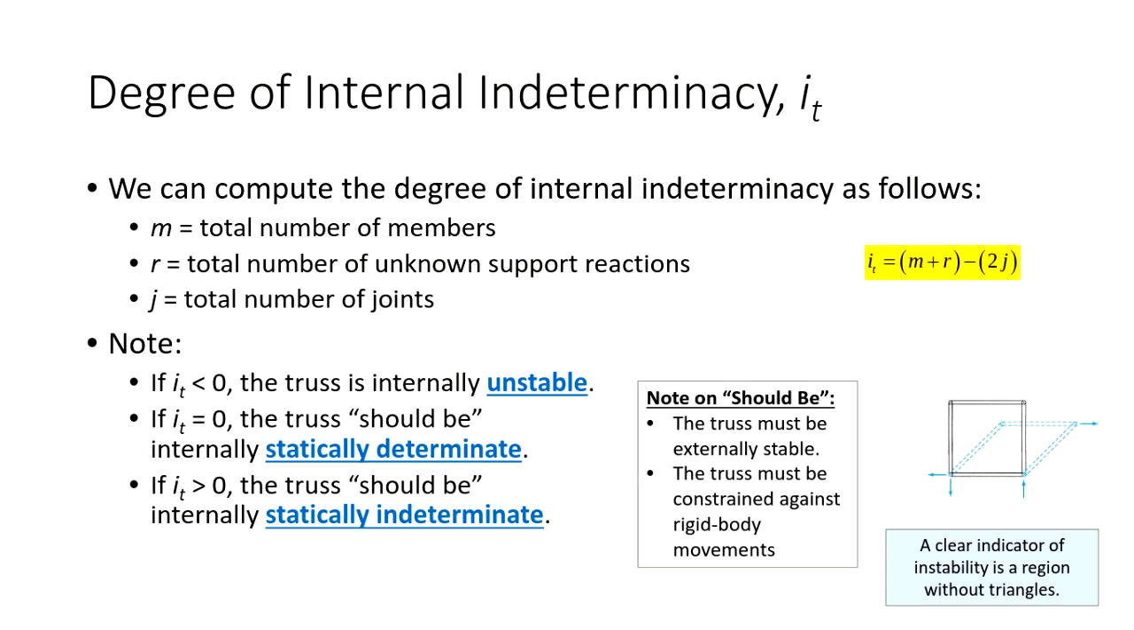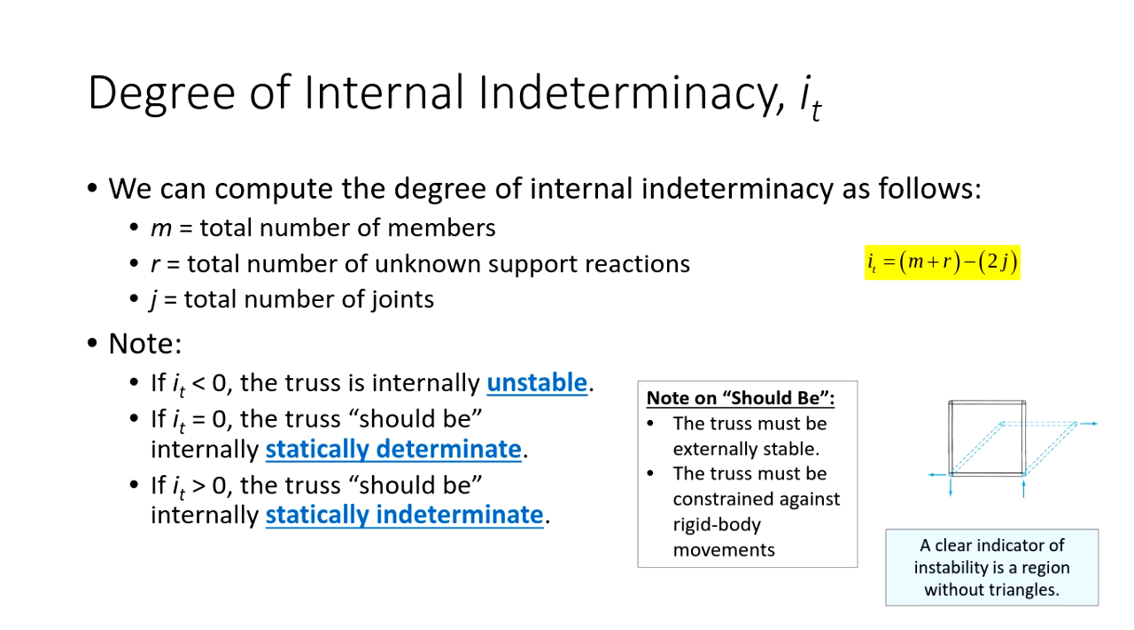But what we do from a mathematical perspective is we say that our I sub t is the quantity m plus r minus 2j. And it's the same format. We take our unknowns minus our knowns. So m plus r minus 2j. M plus r is the number of members and the total number of unknown support reactions. And then j is the total number of joints. And it's 2j because for each joint, we can write two equations of equilibrium.